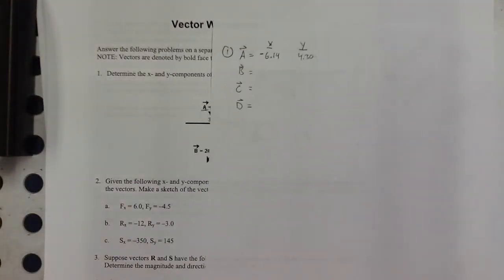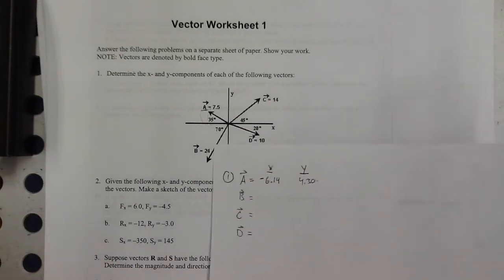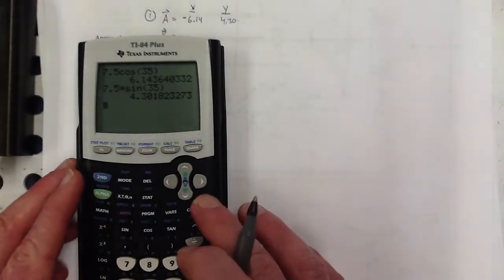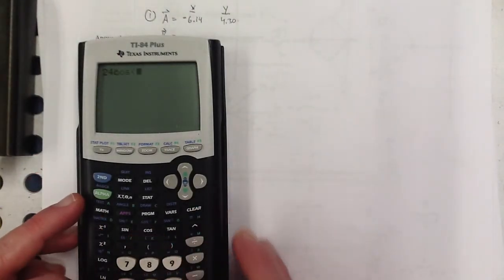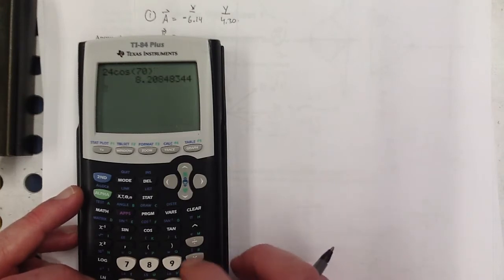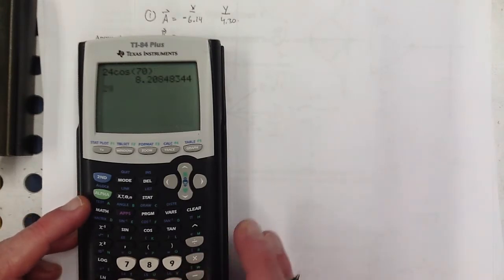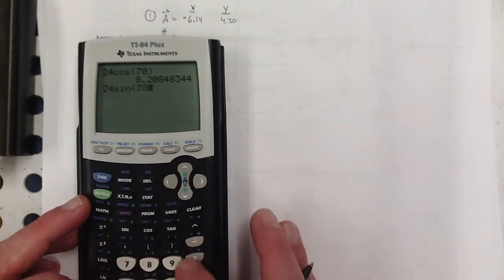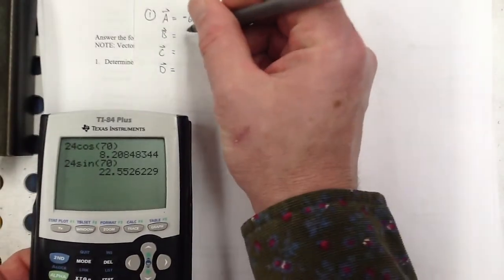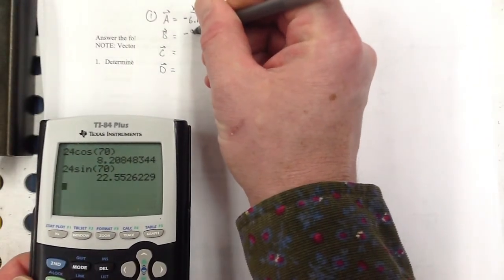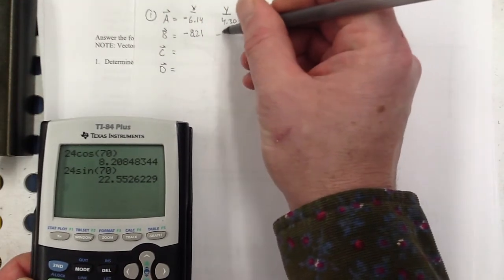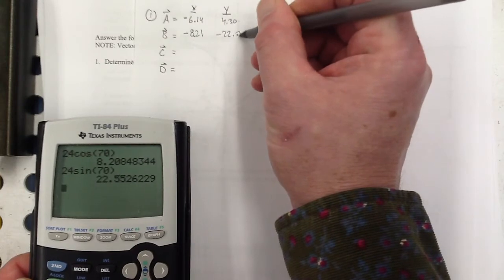For B, I've got magnitude 24, angle 70. So magnitude is 24, angle is 70. Doing that with a cosine is going to give me my x component, and doing it with the sine is going to give me my y component. And I'm in the third quadrant, so they are both negative. That's negative 8.21 and negative 22.55.